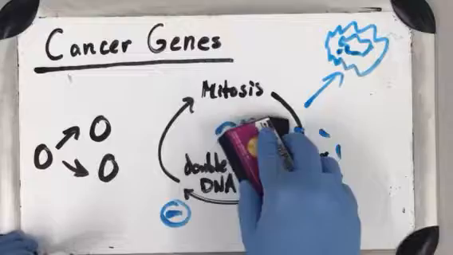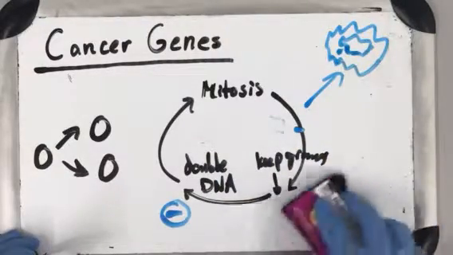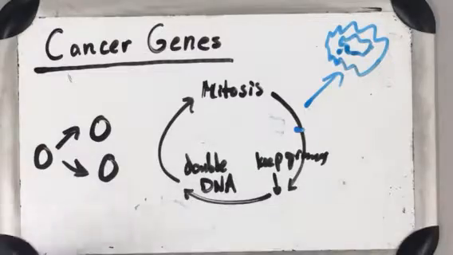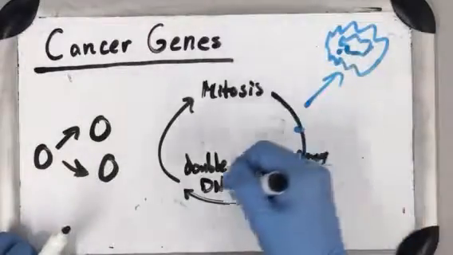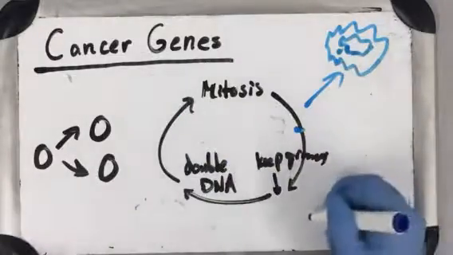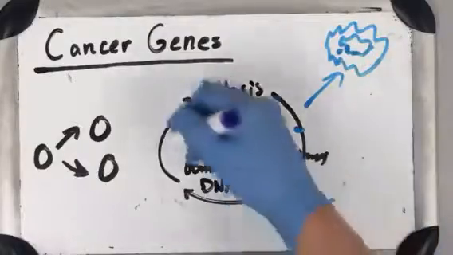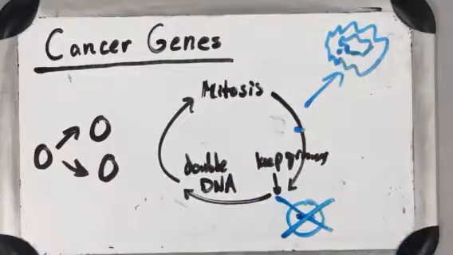However, say that you're an individual that loses these tumor suppressor genes, see that I erase right here. Now this cycle is free to keep going as many times as it wants. So we've lost tumor suppressors, and now the cell cycle can go without any trouble.